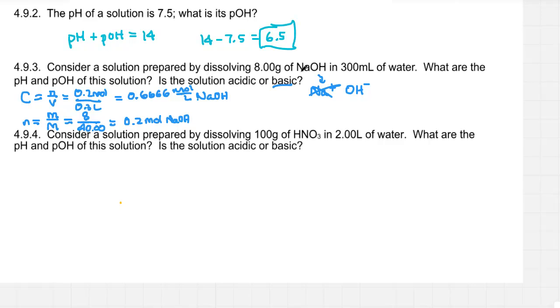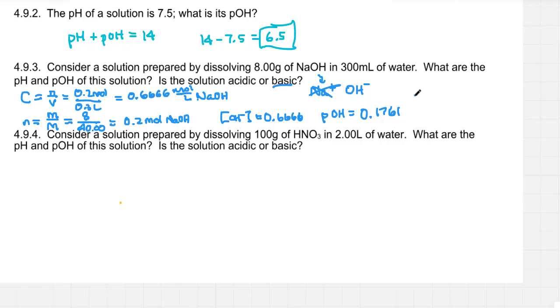When one NaOH dissolves, you get one sodium and one hydroxide ion. So the ratio of this to hydroxide is 1 to 1. That means our hydroxide concentration is also 0.6666, an endless string of sixes. And so our pOH, finally getting some answers, is negative log 0.6666. You probably heard me putting in too many sixes there. 0.1761 should be our pOH.